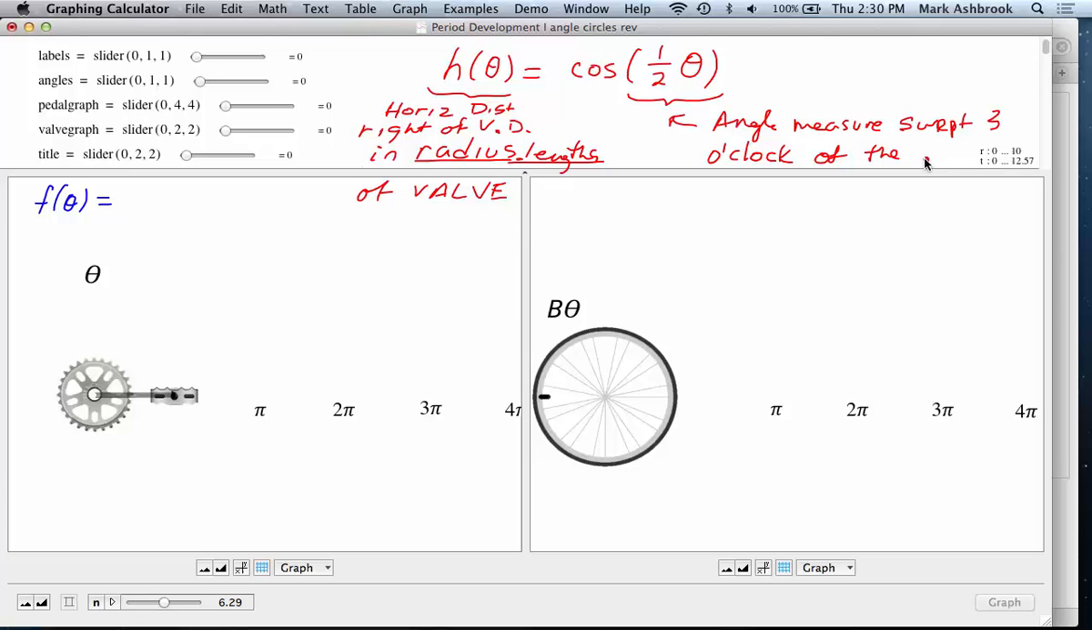Exactly right. Good. Yeah, so if this cosine is outputting a horizontal distance of the tire valve, then that argument into cosine has to be the angle swept by the tire valve. Excellent, okay? But then we know that that's a function of theta, which is our pedal angle. So we're going to compare that to the same one we did before, cosine theta. So we know what cosine theta looks like.